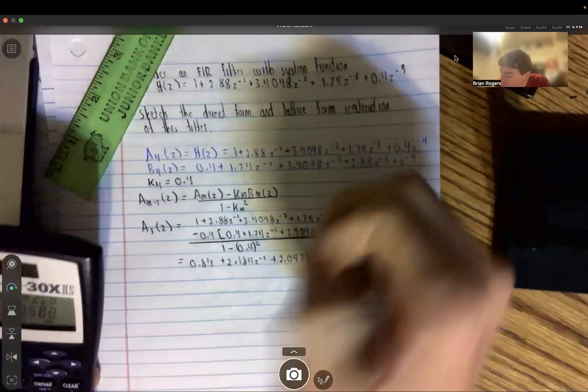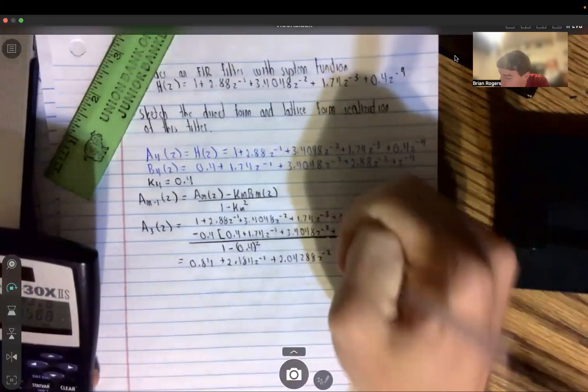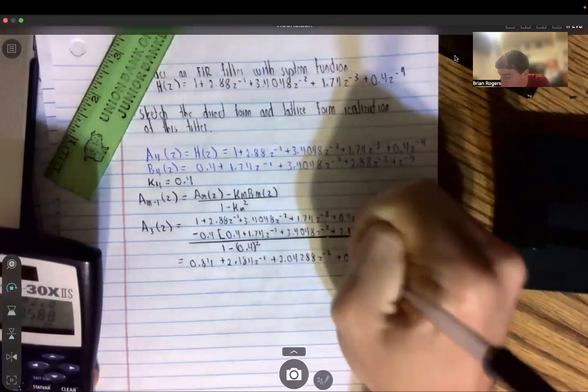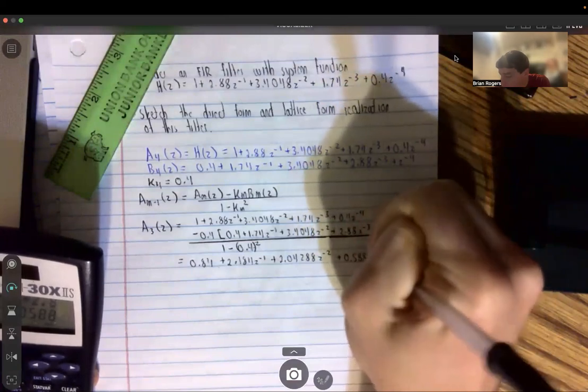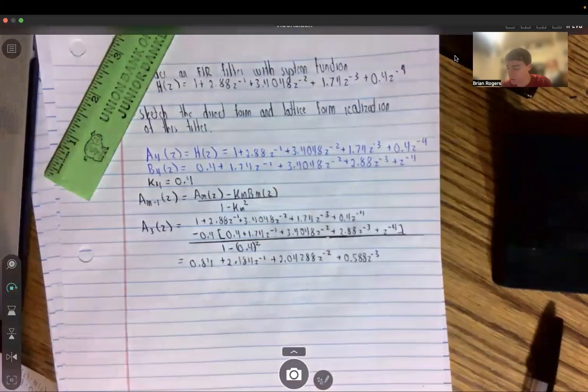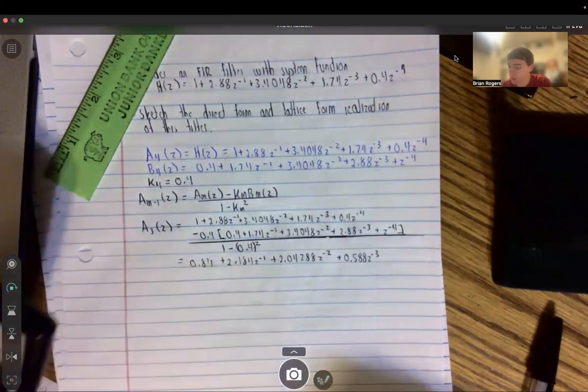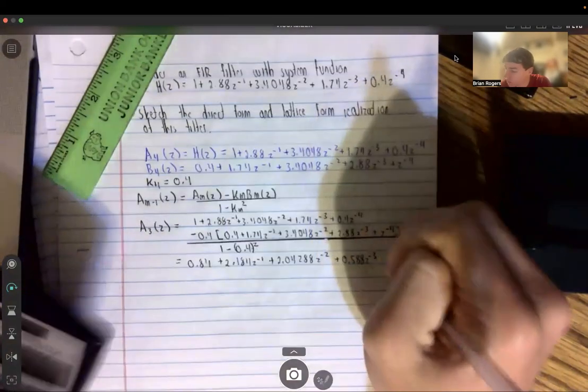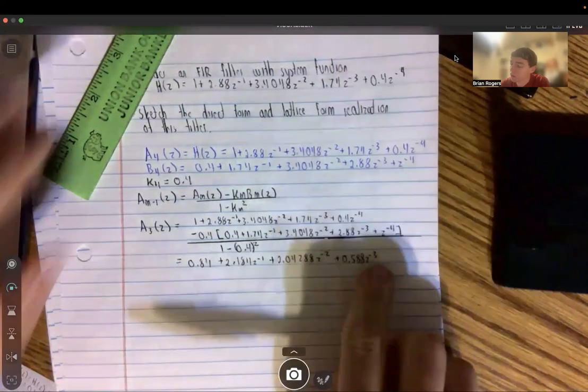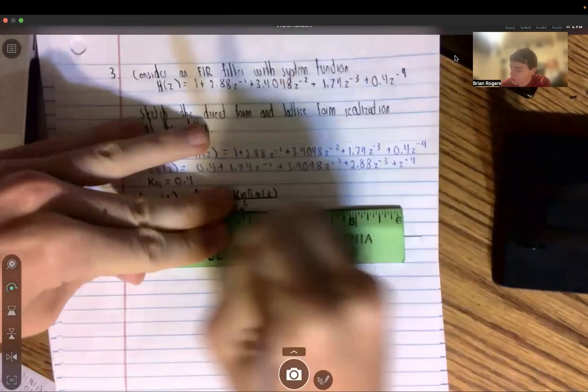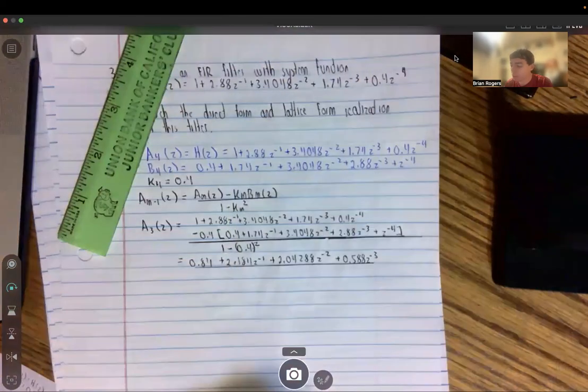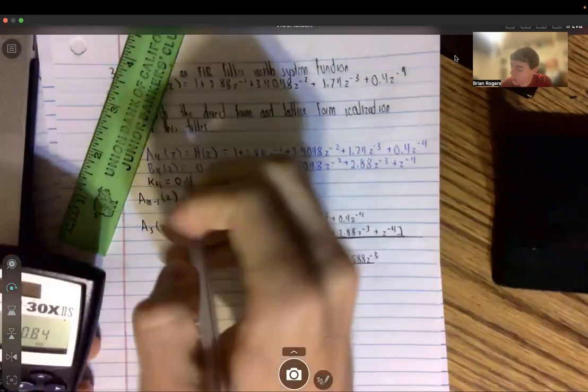You're going to get plus 0.588z^-3. Then my z^-4 term is 0.4 minus 0.4 times 1, so I get 0 for the z^-4 term. I'm not going to include that because it's just a 0 coefficient. All of it is over 1 minus 0.4 squared, and I get 0.84.